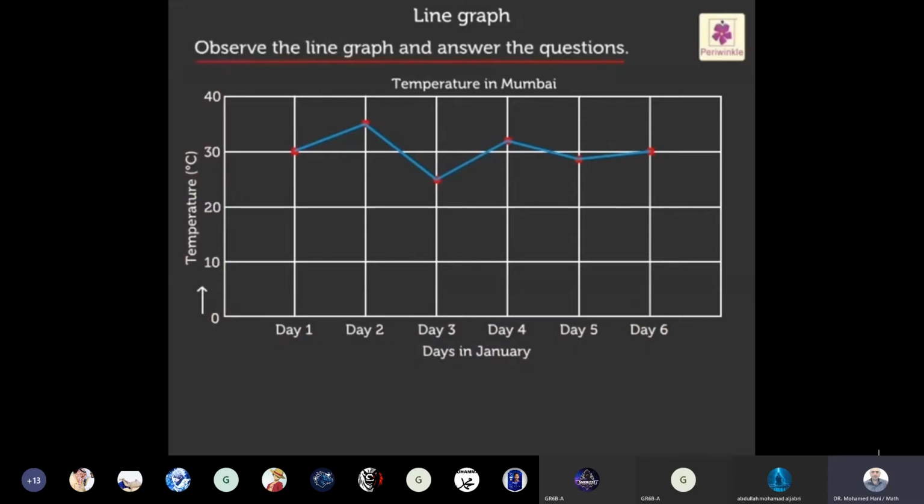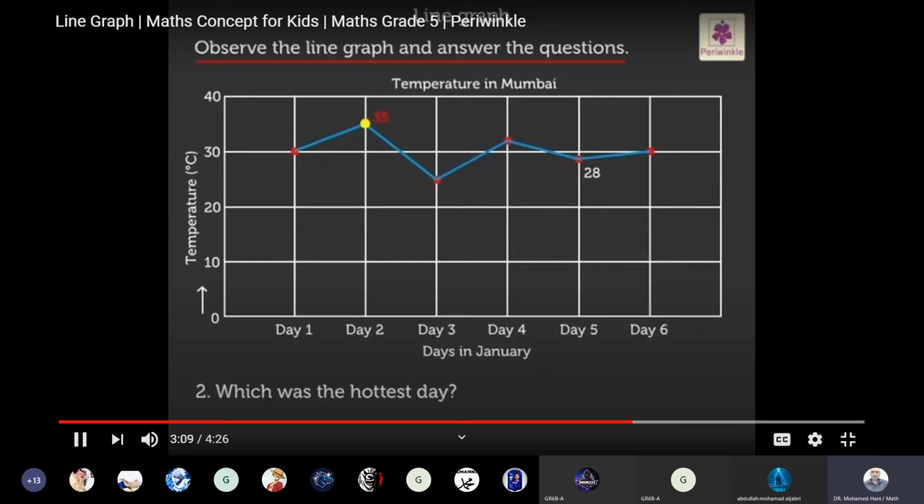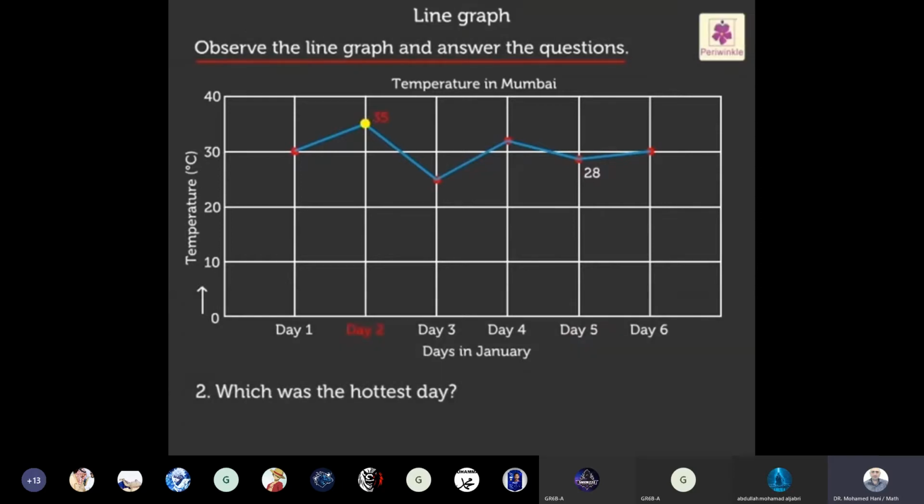Now observe this line graph and answer the questions. 1. What is the temperature on day 5? 28 degrees Celsius is the temperature on day 5. Next, 2. Which was the hottest day? Here, the highest temperature of 35 degrees Celsius was recorded on day 2. Thus, we say, day 2 was the hottest day.